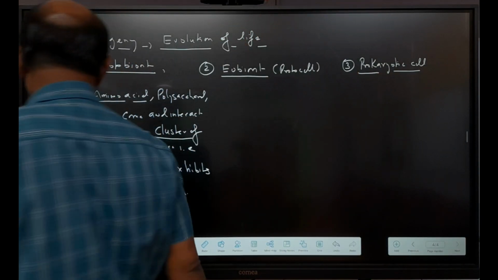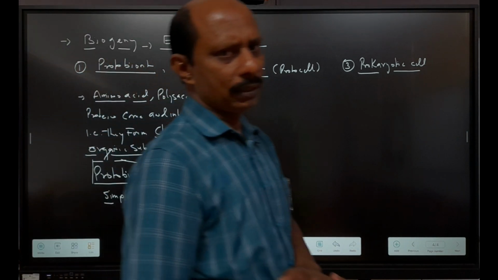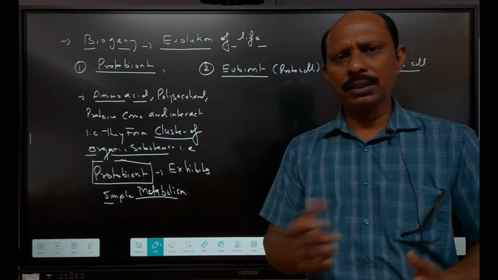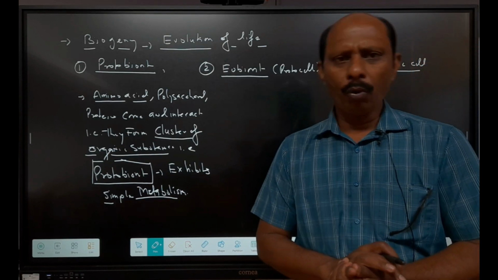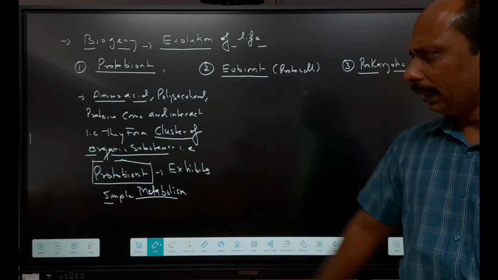And these protobionts were observed by, we can say, Stanley Miller. Stanley Miller got amino acids. Amino acids are the monomers of proteins. An amino acid is a chemical, right? But who got the protobiont?